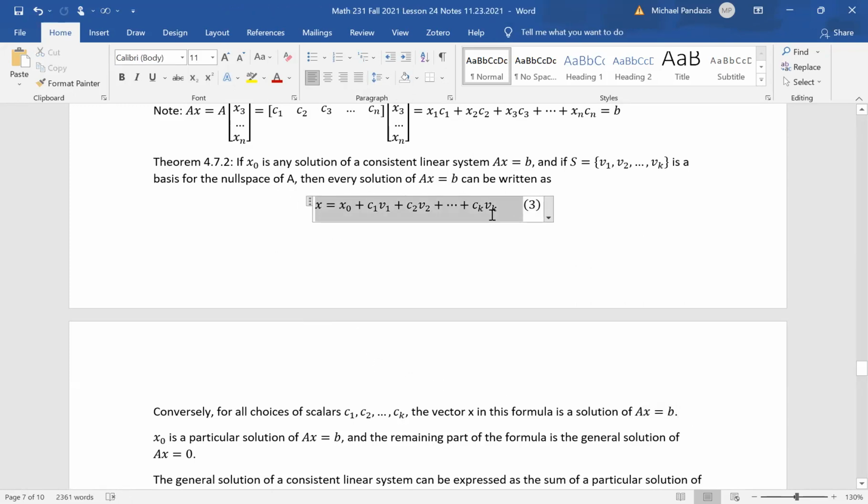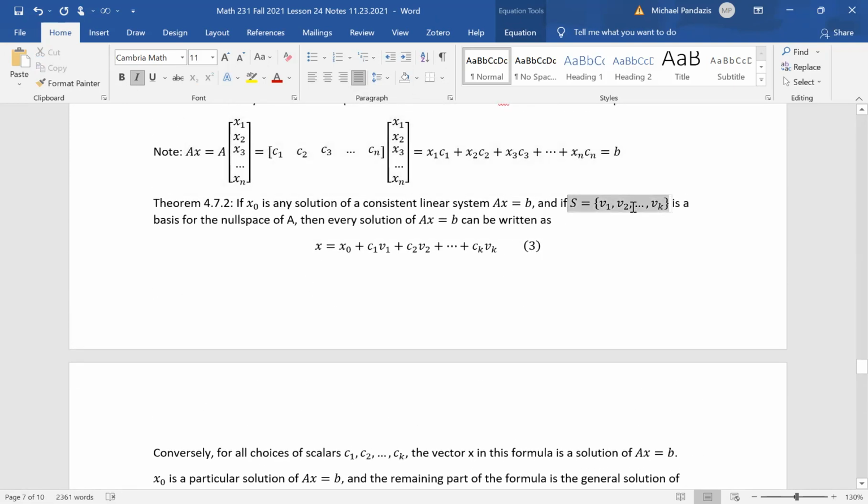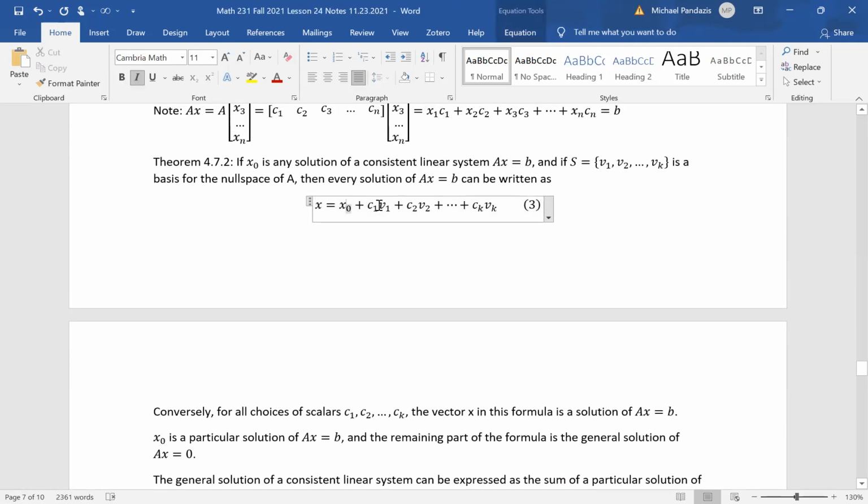So this equation in 3 gives you all the solutions of AX equals B from one particular solution, X naught, of AX equals B. So from just one solution, you have an expression for all the solutions. But it's given a basis S, vectors V1 to Vk. So you need a particular solution X naught, and you need a basis S, V1 to Vk.